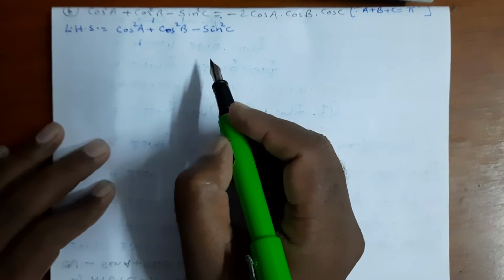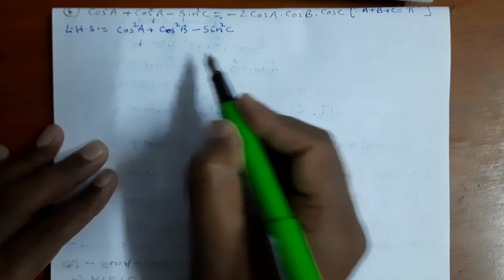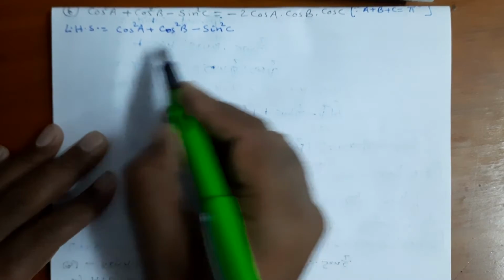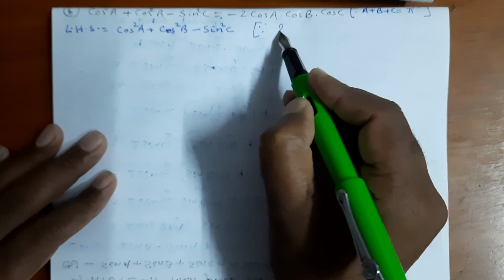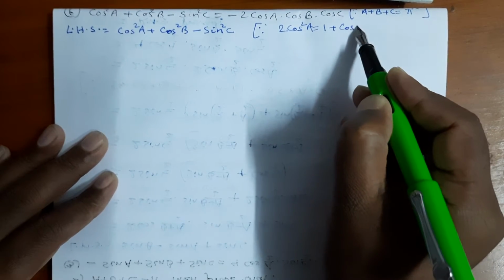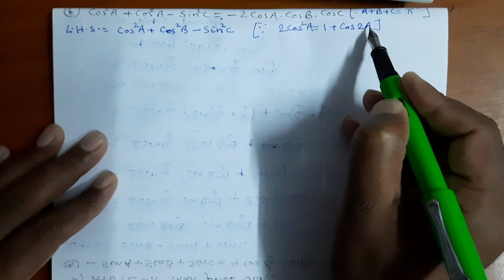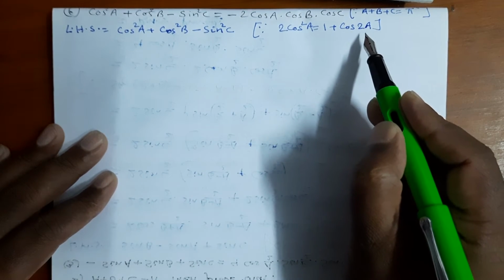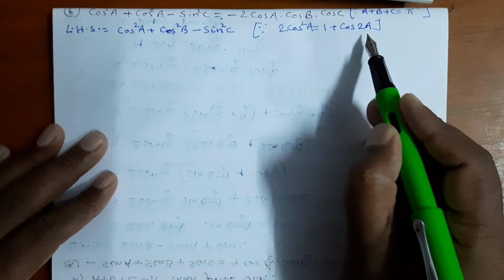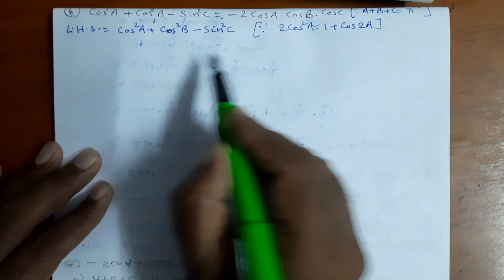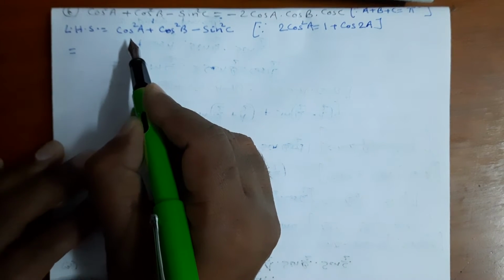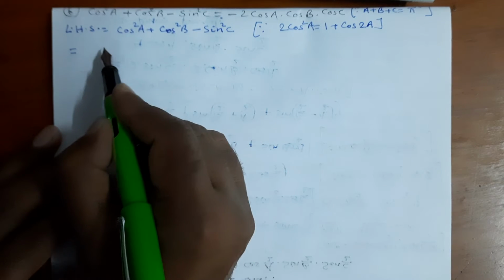If we express this in terms of multiple angles, then it will be convenient for us. So we use this formula: 2 cos square a equals 1 plus cos 2a. This formula is obtained from the cos 2a formula, which is 2 cos square a minus 1. To use this formula here, we need 2 cos square a, so we can multiply and divide by 2 to these two terms.